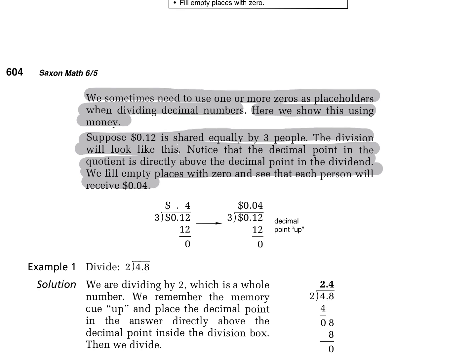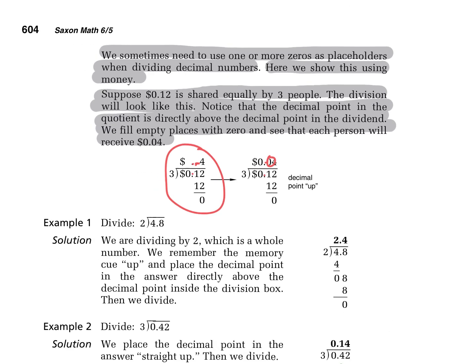So right here, as you can see, when they divide, they have this little empty space. And what we're going to do again is put a 0 there as a placeholder. The decimal point did not change. As you can see, it's in the same place. We just filled it with a 0. We held that place value.